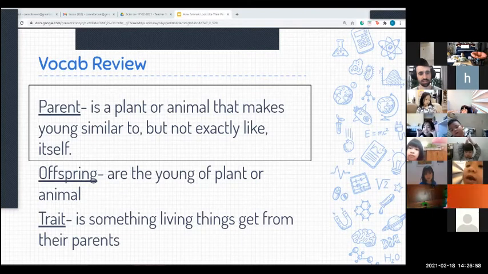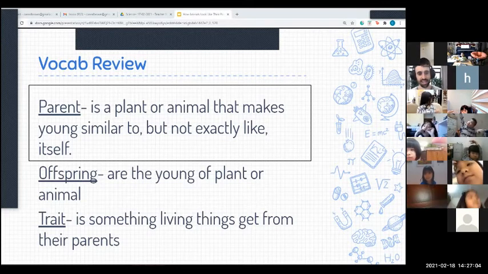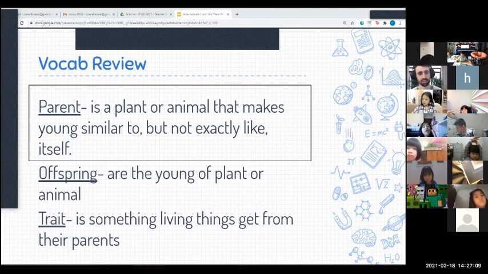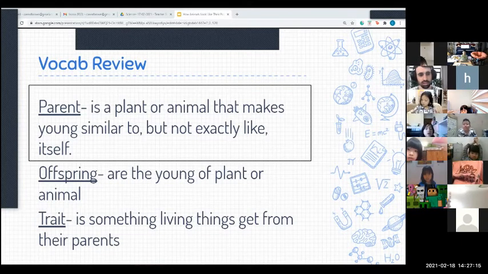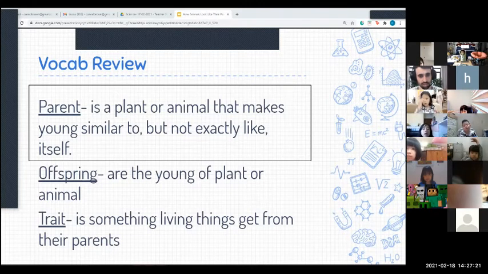Parent is a plant Parent is a plant or animal that makes young exactly itself.